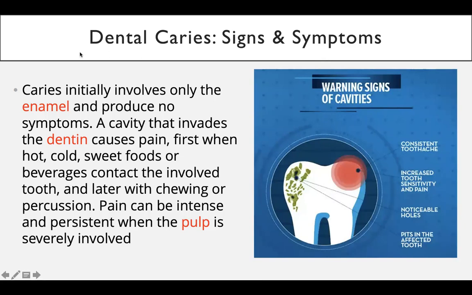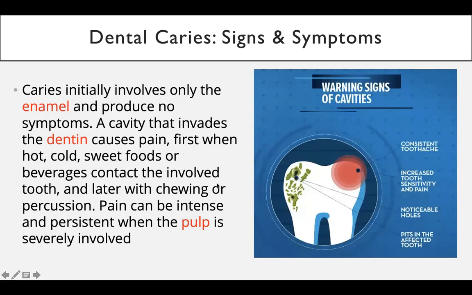That is why when dentin is involved, the teeth become sensitive to hot, cold, sweet foods and beverages. Beverages, like cold drinks. So a cavity that invades the dentin causes pain first when hot, cold, sweet foods or beverages contact the involved tooth, and later with chewing or percussion done by the doctors. So while eating, they have pain.